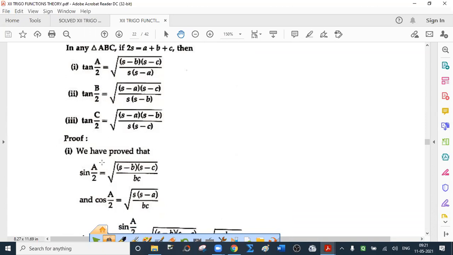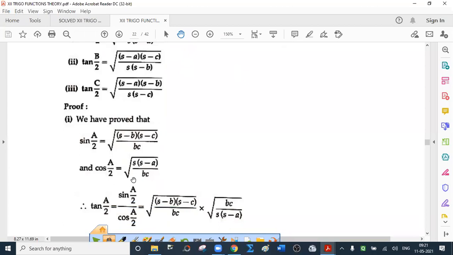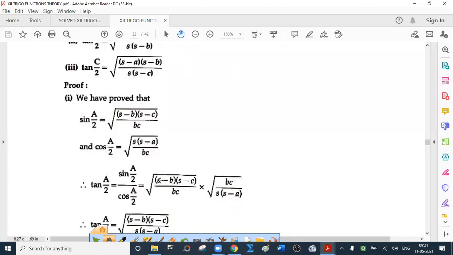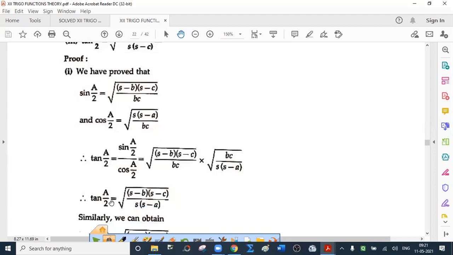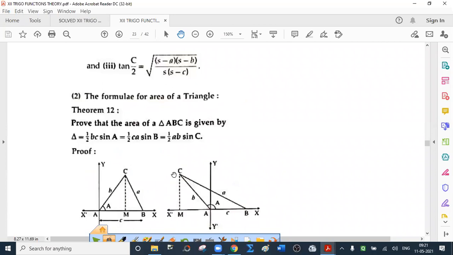We know sin A by 2 and cos A by 2. What is tan A by 2? It is sin A by 2 upon cos A by 2. Simplify to get tan A by 2 as root of (s minus b)(s minus c) upon s(s minus a). Similarly, we can write for tan B by 2 and tan C by 2.